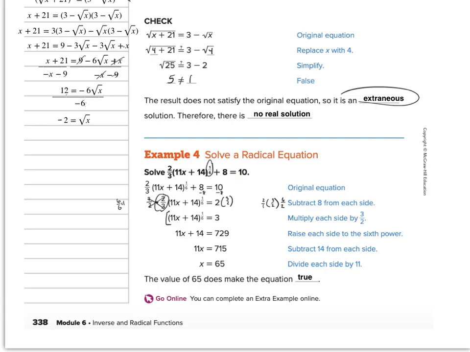So when we get to this point, again, we've isolated that term, but we're going to raise it to the 6th power. If we raise one side to the 6th power, we definitely have to raise the other side to the 6th power. And then the 6th power and the 1/6 are going to simplify to 1. So 11x plus 14 is equal to 729. Again, subtracting 14 from both sides, 11x is equal to 715, dividing by 11, and x is equal to 65. Okay, so since x is equal to 65, the value of 65 does make the equation true when you plug it back in.